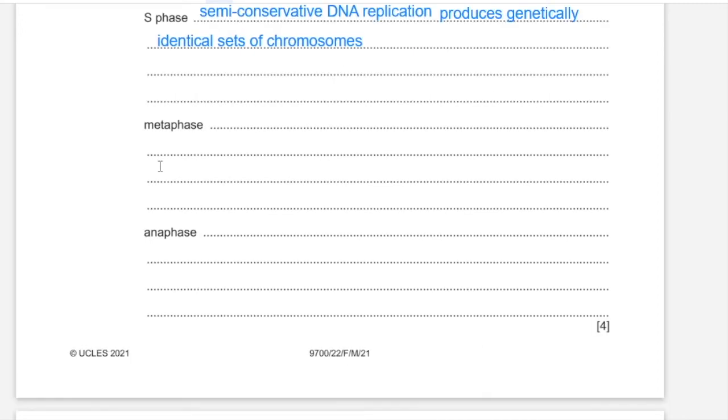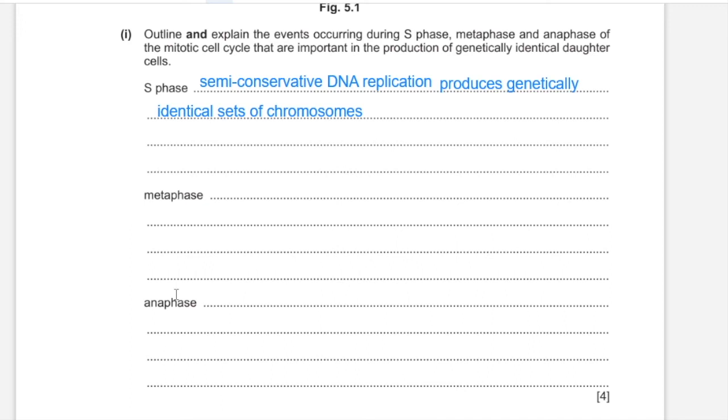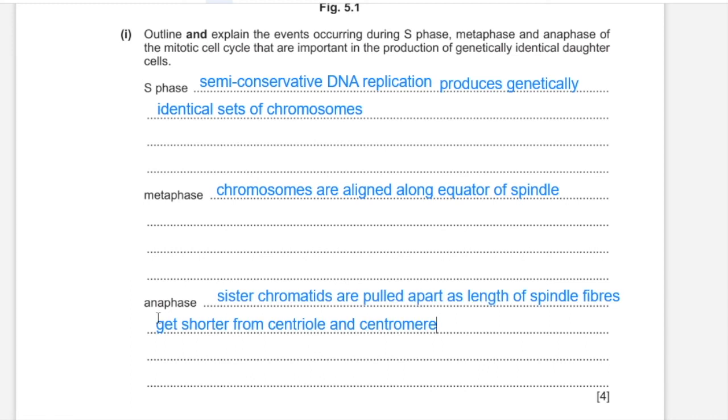This question is only a 4 mark question, so I won't be writing explanations for all of these, since just stating their function would give 4 marks, as I wrote an explanation for the first stage. However, you can write an explanation for any one of the three stages. During metaphase, the chromosomes are aligned along the equator. During anaphase, the sister chromatids of each of the chromosomes along the equator are pulled apart as the spindle fibers shorten, from the centriole end and the centromere end of the spindle.